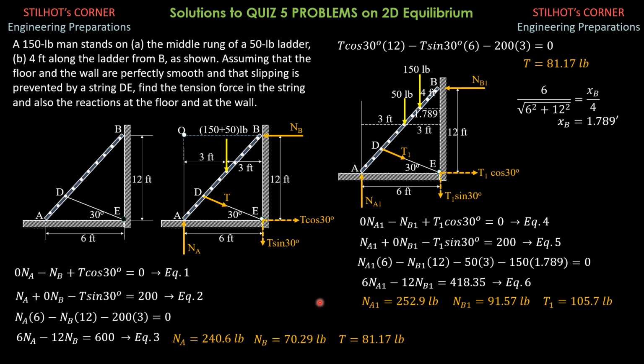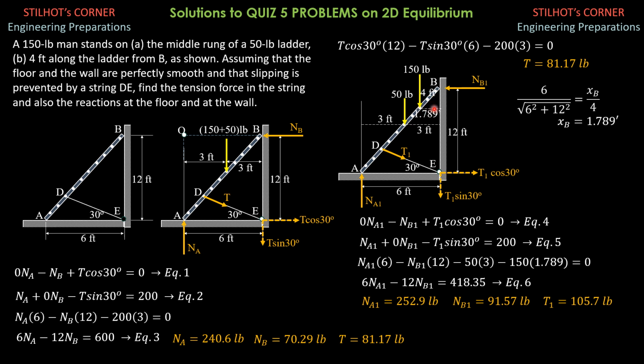Then for part A, or for another way of solving for the tension by checking, if you sum up moments about O equals 0, we can solve for T right away just to validate also these answers. So that is counterclockwise positive. So we have T cosine 30 degrees times 12 and minus T sine 30 degrees times 6. NA and NB are not involved. Then minus 200 times 3 equals 0. Solving for T, it is also 81.17 pounds.